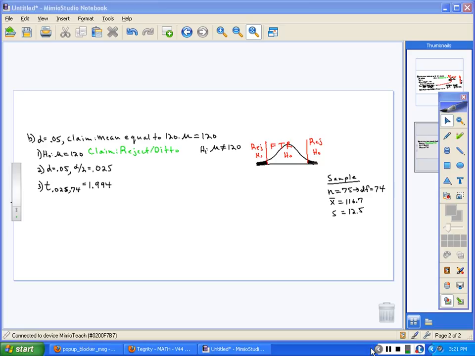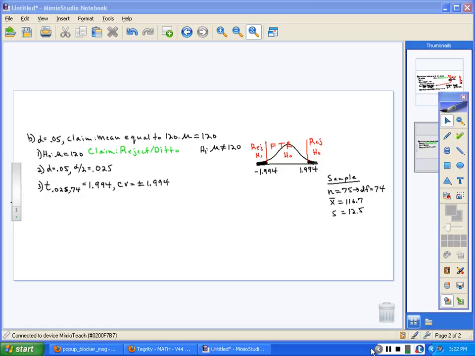But when you go to the picture over here, you're going to notice that you're going to have both a positive value and also a negative value. That's why drawing the picture is so important. Okay, I'm going to put critical value equals plus or minus 1.994.